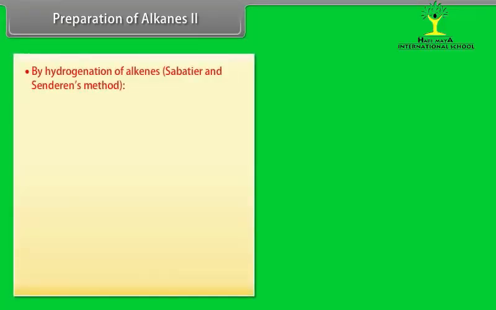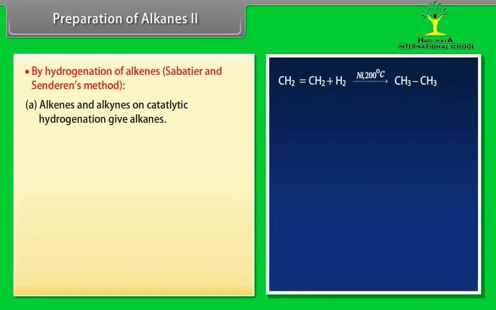Preparation of alkane, part 2. By hydrogenation of alkenes: Sabatier and Senderens' method. Alkenes and alkynes on catalytic hydrogenation give alkanes.